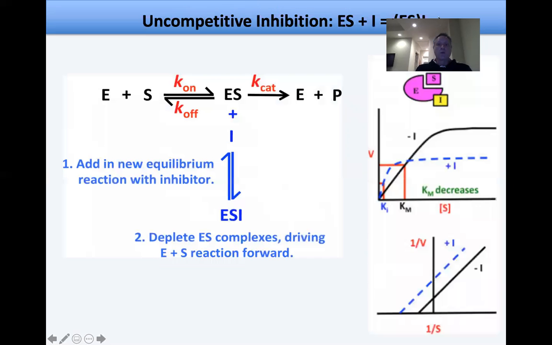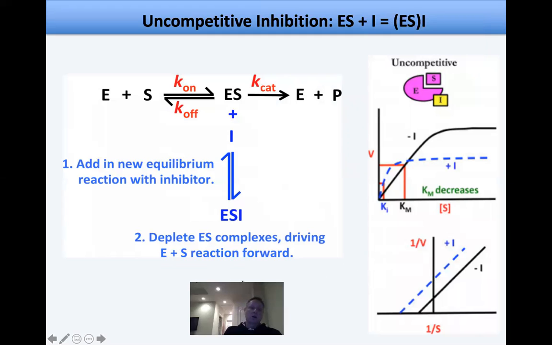We also have a phenomenon known as uncompetitive inhibition. In uncompetitive inhibition, the inhibitor actually binds to the enzyme substrate complex. Think about when an enzyme binds a substrate, there's going to be some sort of conformational change. It's conceivable that that conformational change will actually open up a binding site for an inhibitor. When you do that, you generate a new equilibrium. That is, the ES plus I gives you ESI.